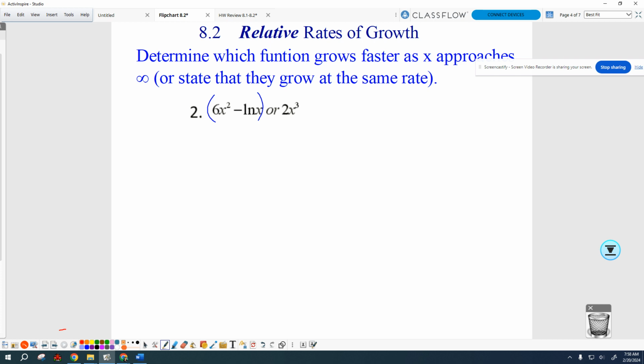Grady, what would I set up just to begin the test with this one? The other side, 6x squared plus 9x all over 2x cubed, as x goes to infinity.